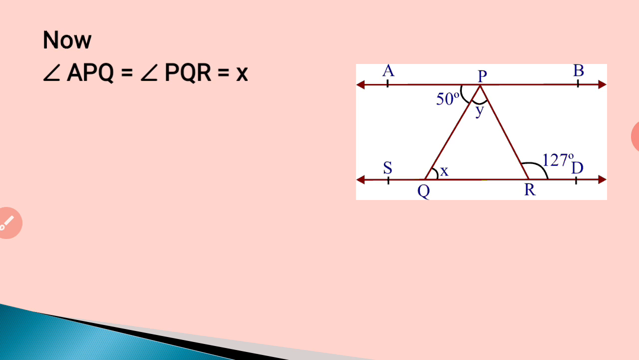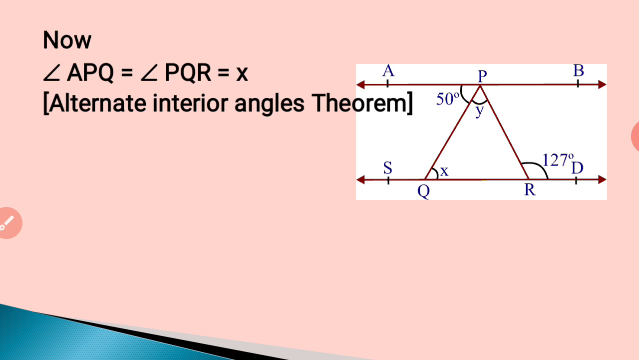Now if you look at the two parallel lines, we find that angle APQ and PQR are alternate interior angles. As the lines are parallel, alternate interior angles will be equal. So we conclude that X is equal to 50 degrees. This is by using the alternate interior angle theorem.